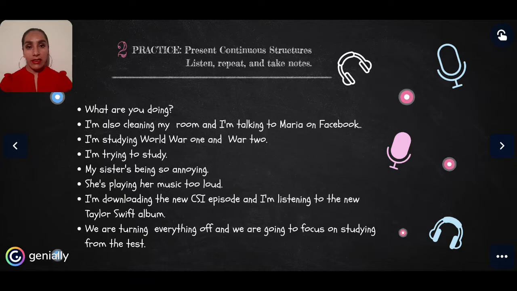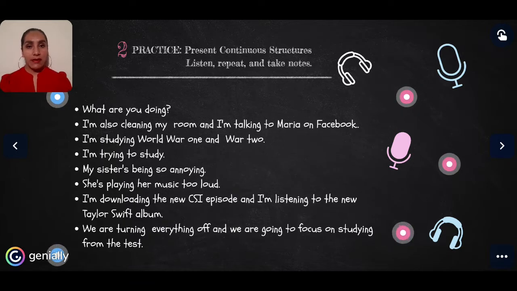Okay, so could you notice the structures? ¿Notaron las estructuras? They were using the present continuous in order to express their actions at that moment. So I took note about some of the structures, the sentences they used. So you're gonna listen and then you have to repeat. In these examples, these ladies were using contractions in some of the examples. So listen and then you repeat.